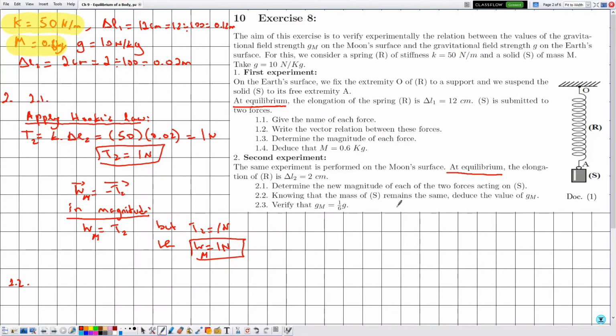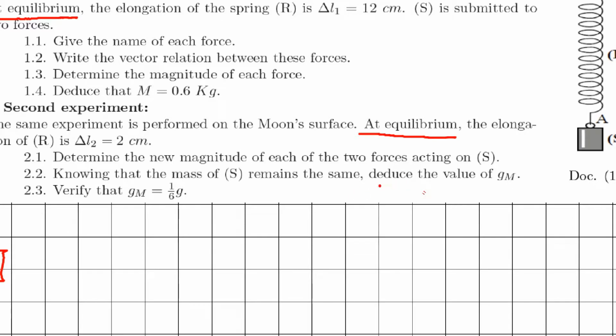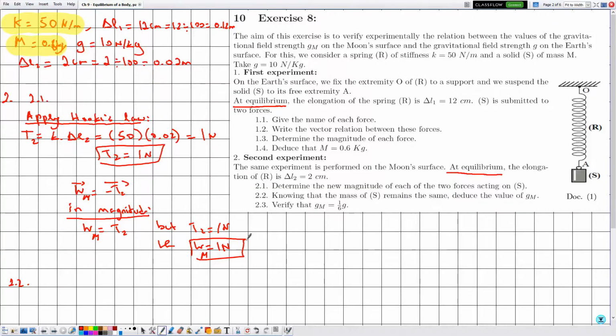Now in number 2.2, they are telling us, knowing that the mass of S remains the same, deduce the value of Gm, and by deduce it means we need to use the previous part. In 2.1, we have determined the new weight, which is given by Wm. Then we can determine Gm knowing that the mass remains the same, because weight, mass, and gravity are related via the following formula.